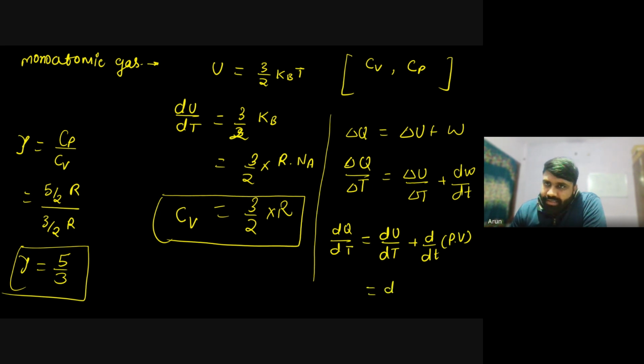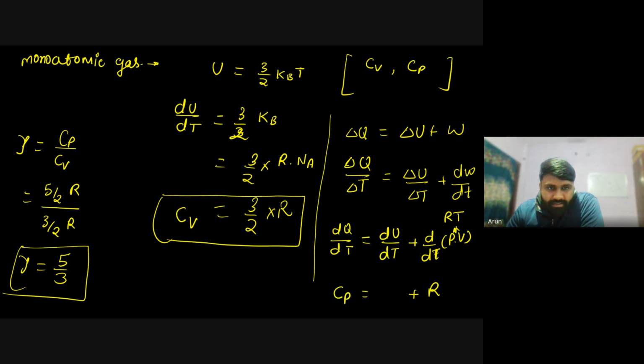So this PV can also be replaced by nRT, since PV = nRT. So this will become RT, and d by dT of RT will become R. This dQ by dT is nothing but Cp, at constant pressure.